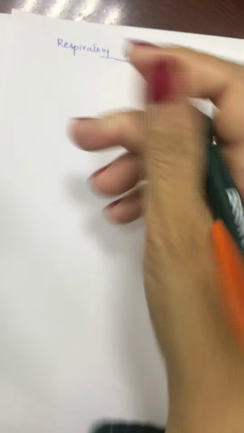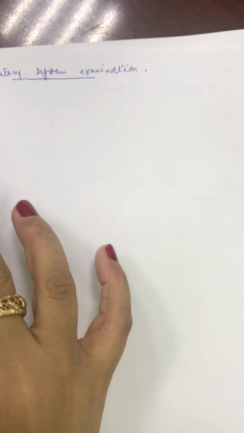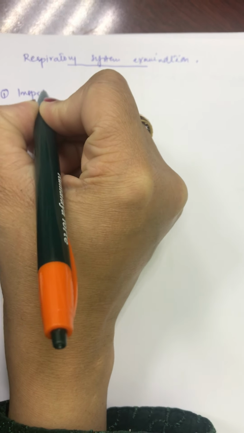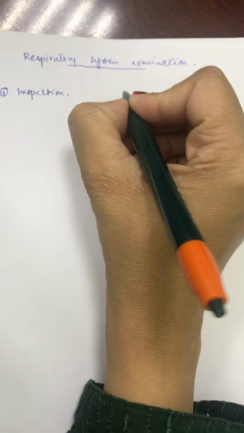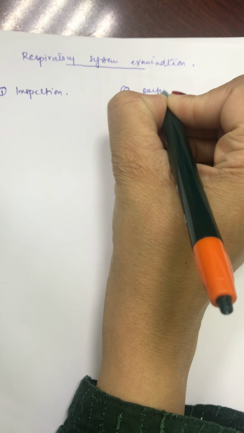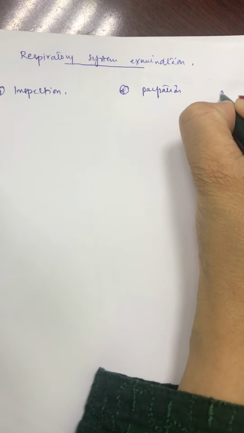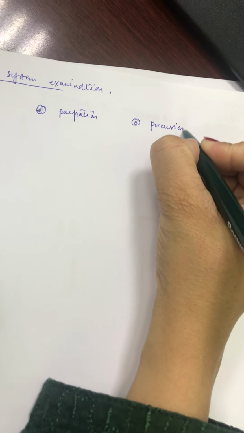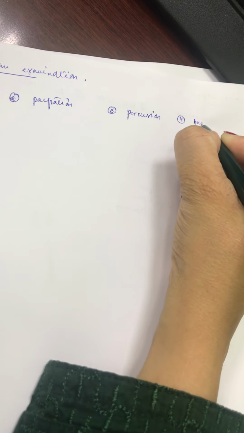The respiratory system examination, like the examination of any other system, includes 4 steps. Number 1, inspection. Number 2, palpation. Number 3, percussion. And number 4, auscultation.